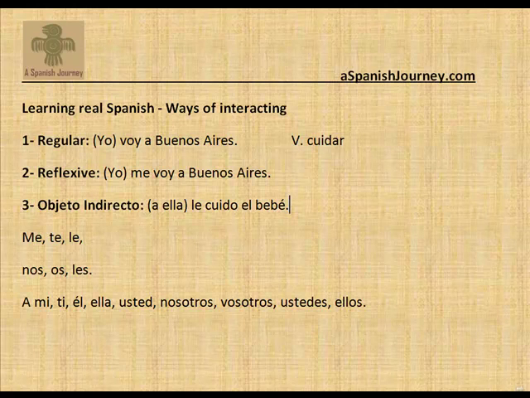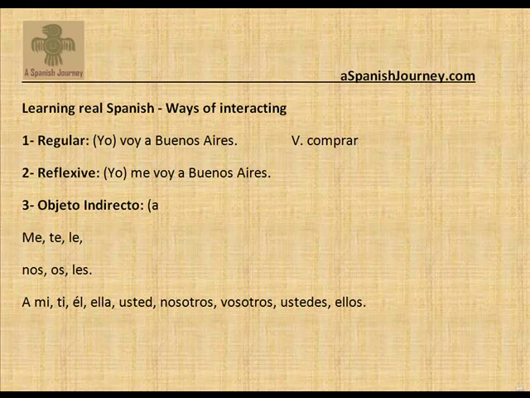Why am I using the indirect object pronoun? Because I'm affecting her in an indirect way. I'm not taking care of her. I'm taking care of the baby. Okay? So she is affected in an indirect way. Okay? I'll give you an example. For example, I'm going to use the verb comprar, to buy. So remember, the indirect object pronoun means to or for. Okay? So let's say I want to say, for you, I buy a book.